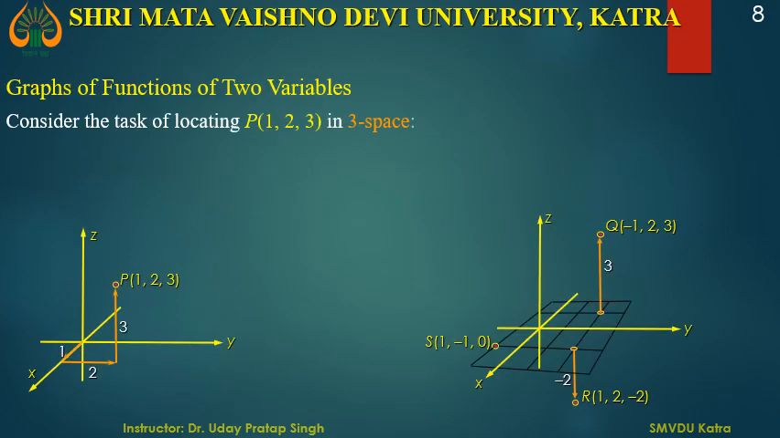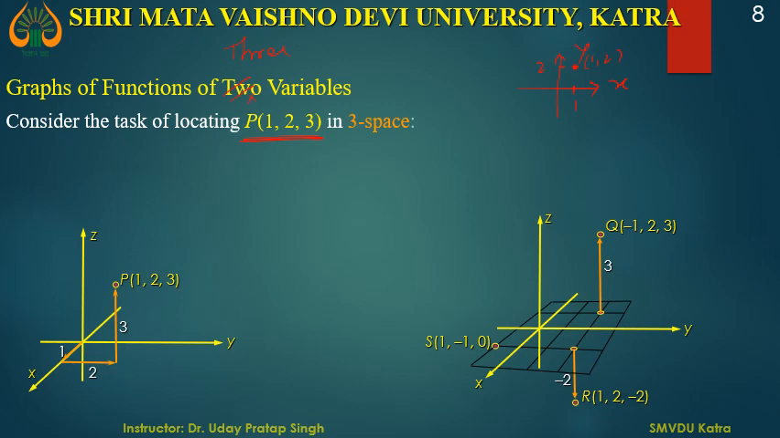Next, what is the graph of a function of, sorry, not 2, it is 3 variables. What is the representation of 1, 2, 3? How do we represent this point? In 2 dimensions, we know how to represent a point. For example, 1, 2 in the 2 dimensional xy plane: 1 here and 2 here, that is this point represents 1 and 2, right?